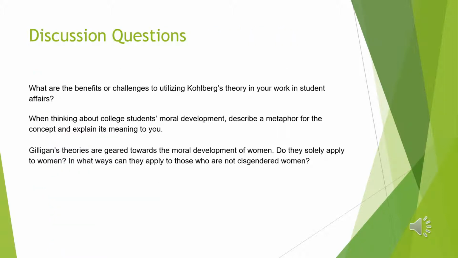So to conclude the presentation on moral development from theorists Kohlberg, Rest, and Gilligan, we have 3 discussion questions for you to think about and answer in the Module 12 discussion prompt. What are the benefits or challenges to utilizing Kohlberg's theory in your work in student affairs? When thinking about college students' moral development, describe a metaphor for the concept and explain its meaning to you. Lastly, Gilligan's theories are geared towards the moral development of women. Do they solely apply to women? In what ways can they apply to those who are not cisgendered women?